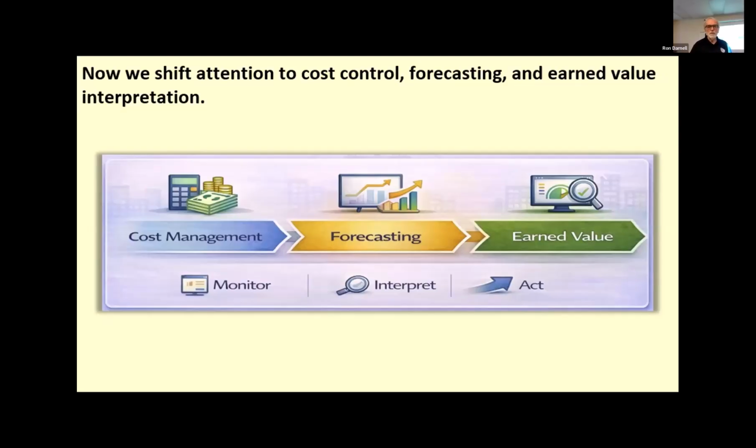So here we focus on how project managers manage cost performance while the work is underway. And that includes monitoring cost against the baseline, interpreting variances, forecasting likely outcomes, and using performance information to support project decisions. We also are going to reintroduce some of the earned value concepts, which help us integrate schedule, cost, and work performance into a more complete view of project status.